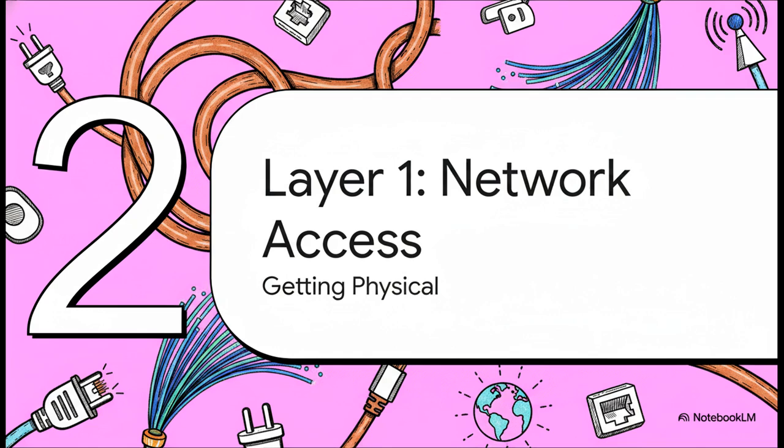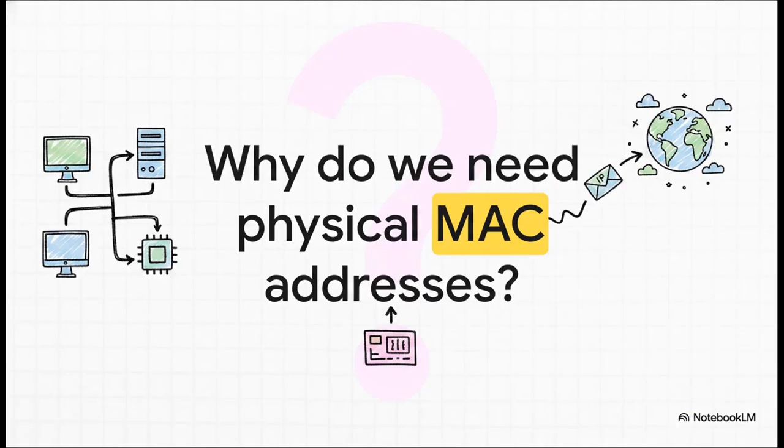Moving on to Section 2, Layer 1, network access. Getting physical. At this foundational layer, we are transitioning away from abstract data and getting down into the actual physical wires. We're talking copper cables, fiber optics, and Wi-Fi radio waves. Now, here's a classic, high-stakes professor question that trips up a ton of students.